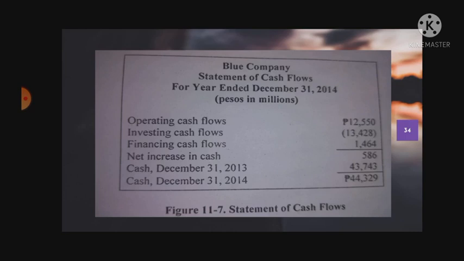Next, the net increase in cash, the beginning cash balance of December 31, 2013, and the ending cash balance of December 31, 2014, which is a total of 44,329.